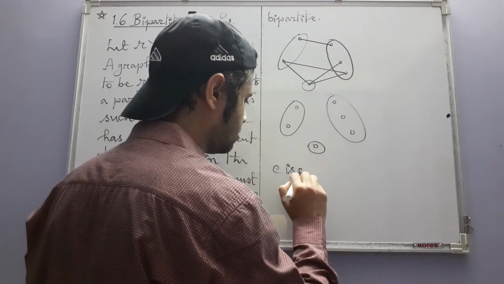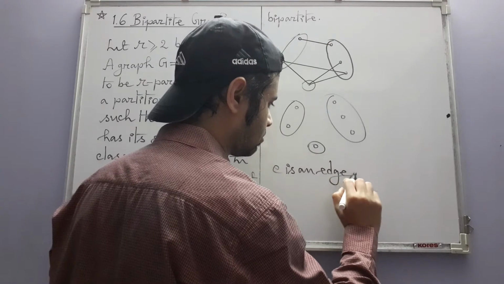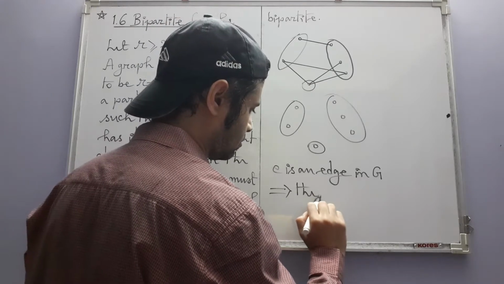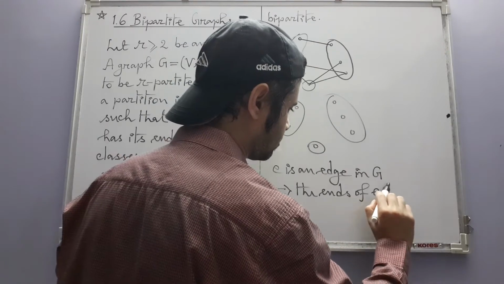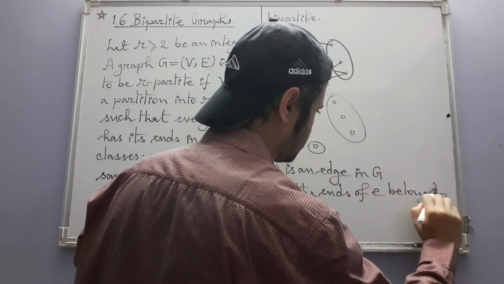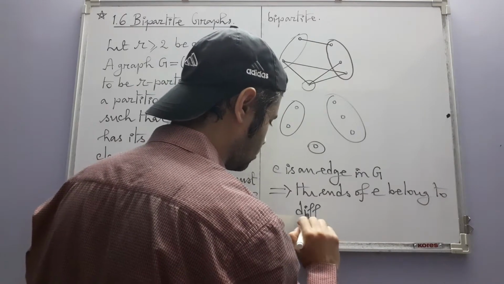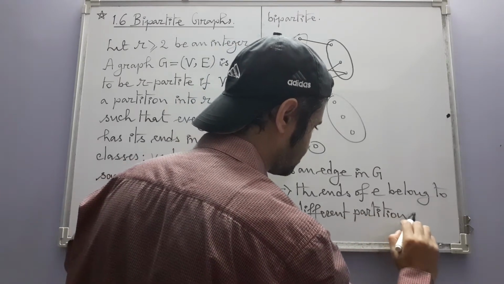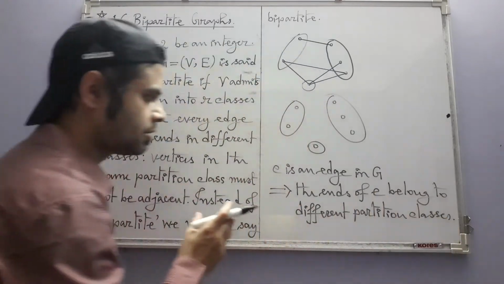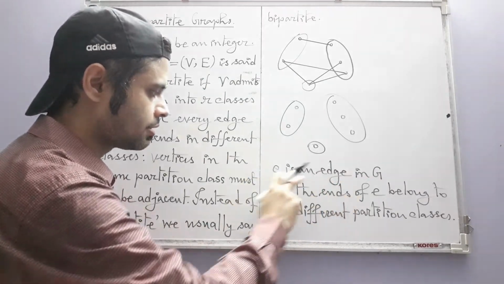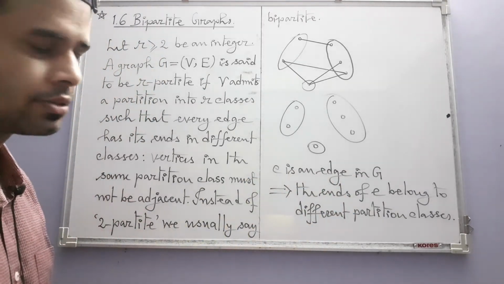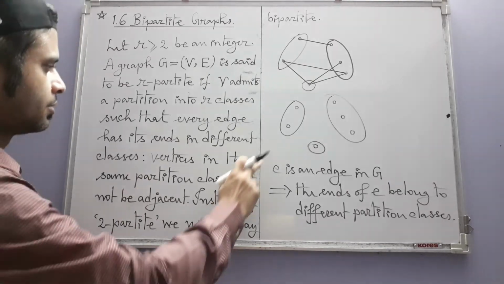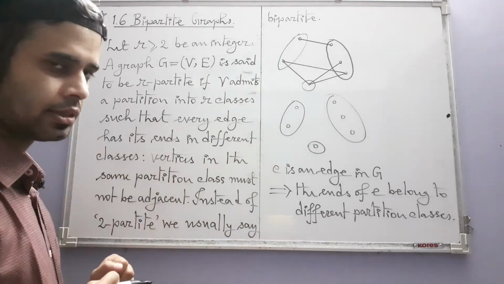e is an edge in G implies the ends of e belong to different partition classes. So that means if there is no edge in G, if the hypothesis of this implication is false, the implication is vacuously true. So such a graph is also a three-partite graph. So that case is included in the definition.